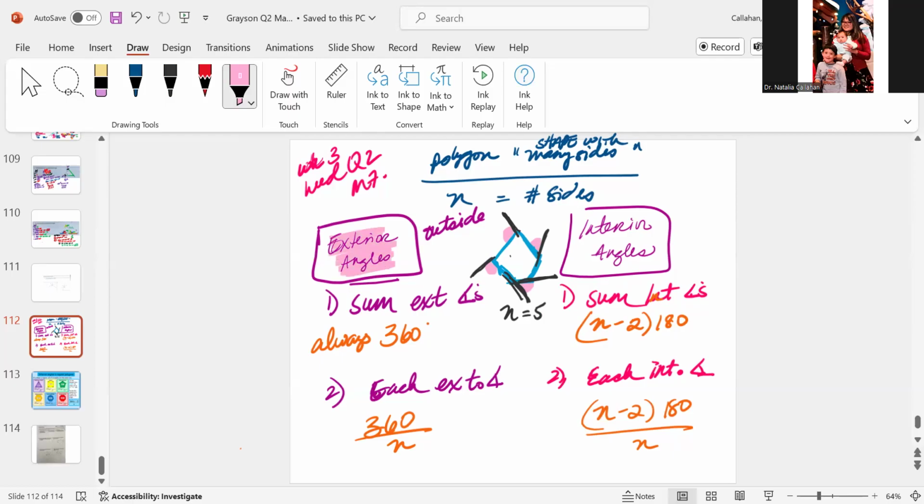Okay? It doesn't matter what shape it is. It's always 360 degrees. Okay? When I add this pink one plus this pink one plus this pink one plus this one, it's always 360 degrees. Do you see that? And I know you're thinking, how can that be? Well, how could it be? Let's take a look at this shape. What shape is this?